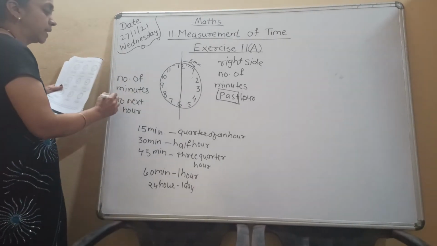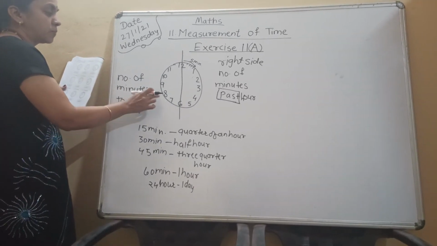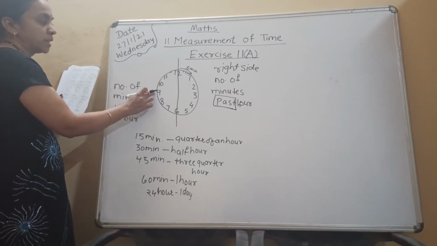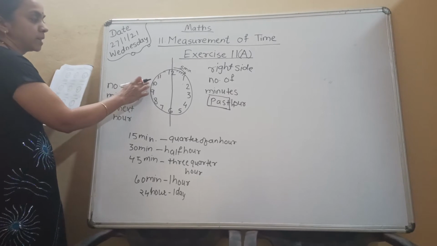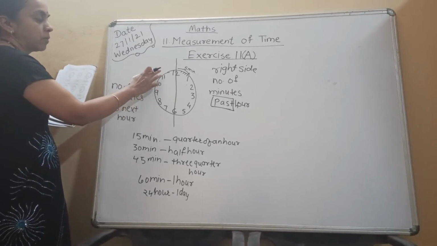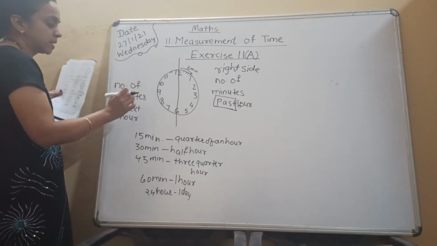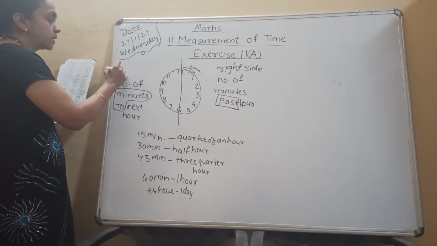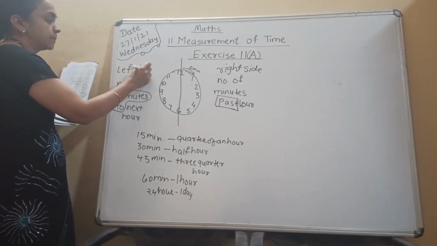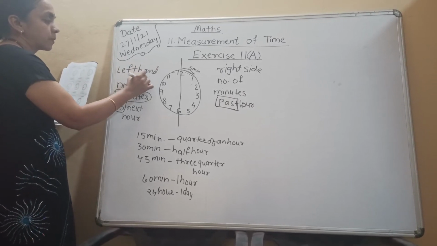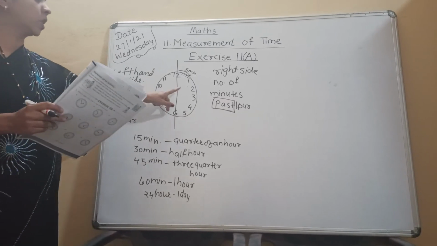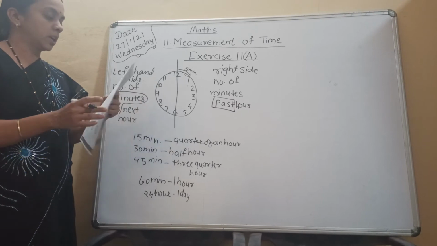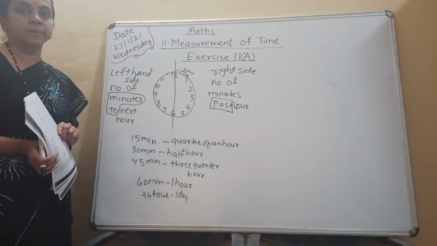And on the left hand side we say, suppose, 20 minutes to 9, 15 minutes to 11, or 10 minutes to 12, or 5 minutes to 12, like this. So we use the words minutes to on this left hand side. So remember this division of this clock. Okay, so in this way we will complete our next exercise.